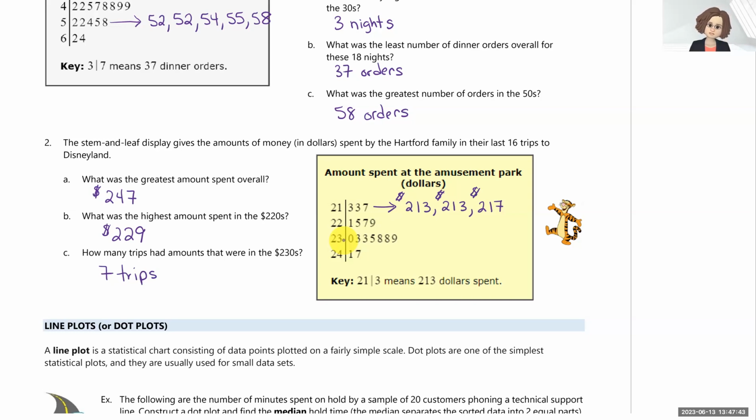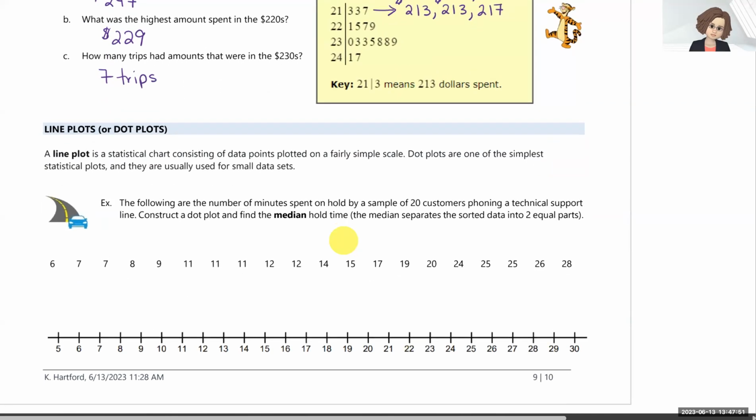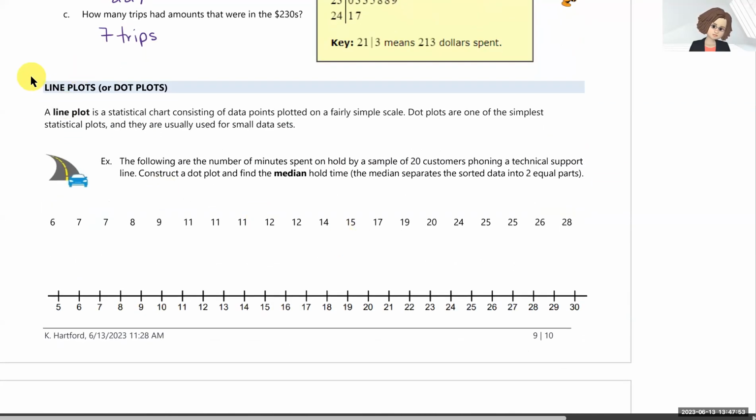All right, and then we're going to look at one other type of graph here, probably the simplest one we'll ever see. It is called a line plot. It's also called a dot plot. So we will literally be drawing dots above a number line.